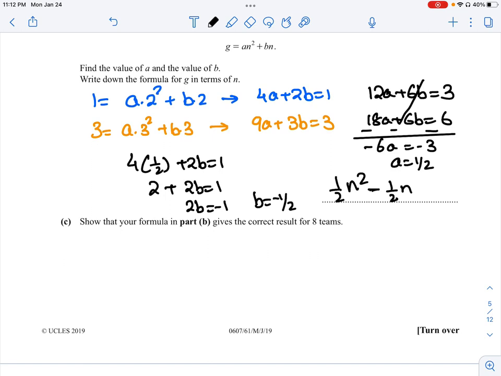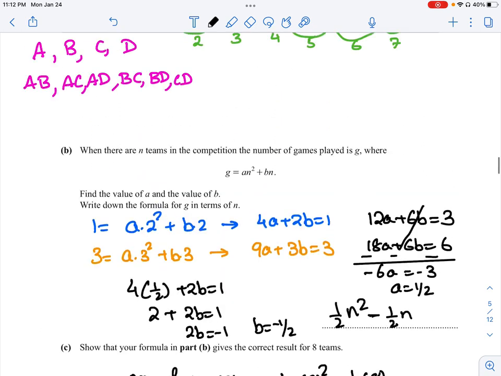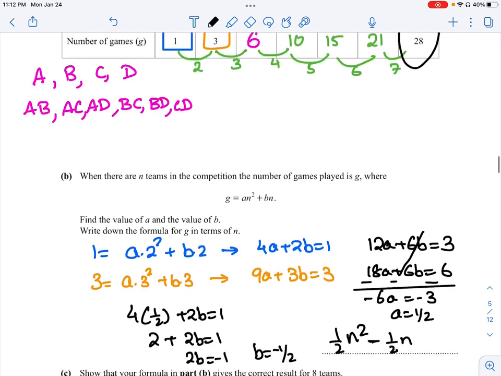Show that the formula of part B gives the correct result for 8 teams. So number of games should be equal to 1 upon 2 times 8 whole square minus 1 upon 2 times 8. So this is 64 upon 2 minus 4, 64 upon 2 is 32, minus 4, which is 28. So we should get 28 when there are 8 teams. Are we getting 28? Yes, that's going to be the correct answer.